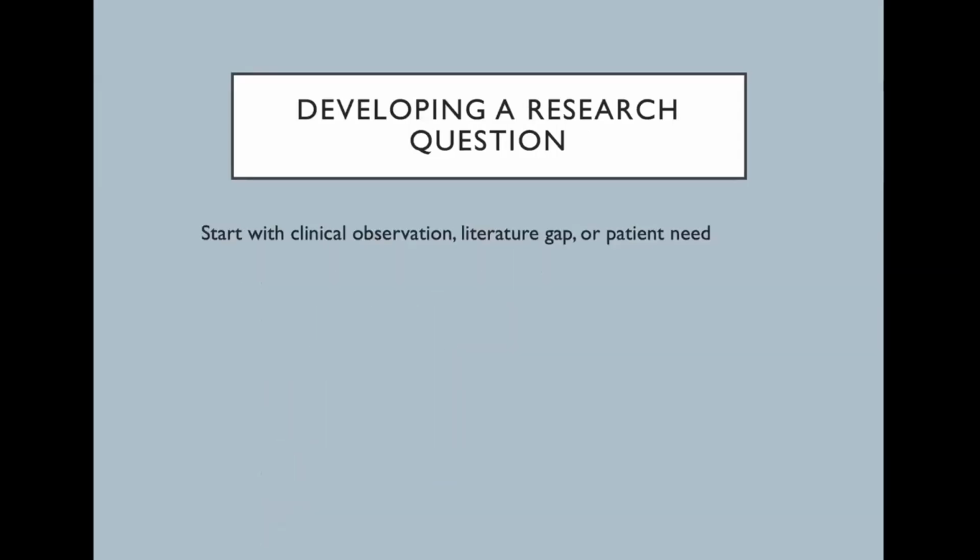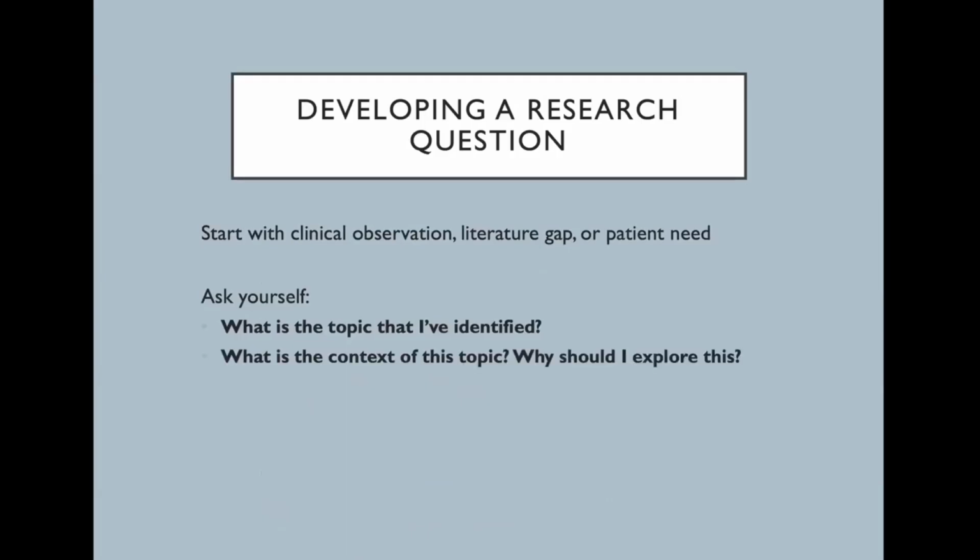So a little bit about developing a research question. It starts with an observation, like we said, and a need. You want to ask yourself, what is the topic that you've identified in developing a research question? Let's talk about brain tumors, for example. What's the context of the topic? Why should you explore this? Is there not enough known about a specific type of brain tumor? Is there not enough known about the outcomes down the line after surgery of brain tumors? So what's the reason to explore it?